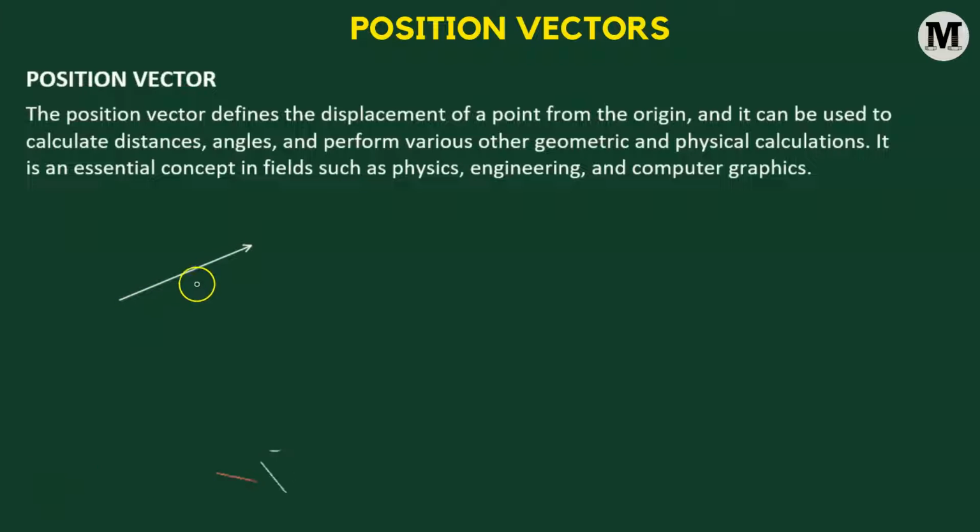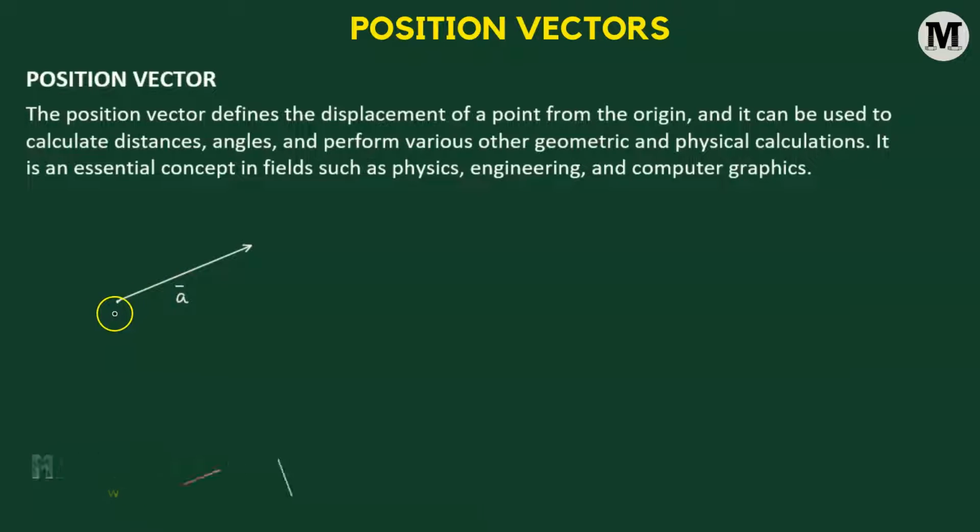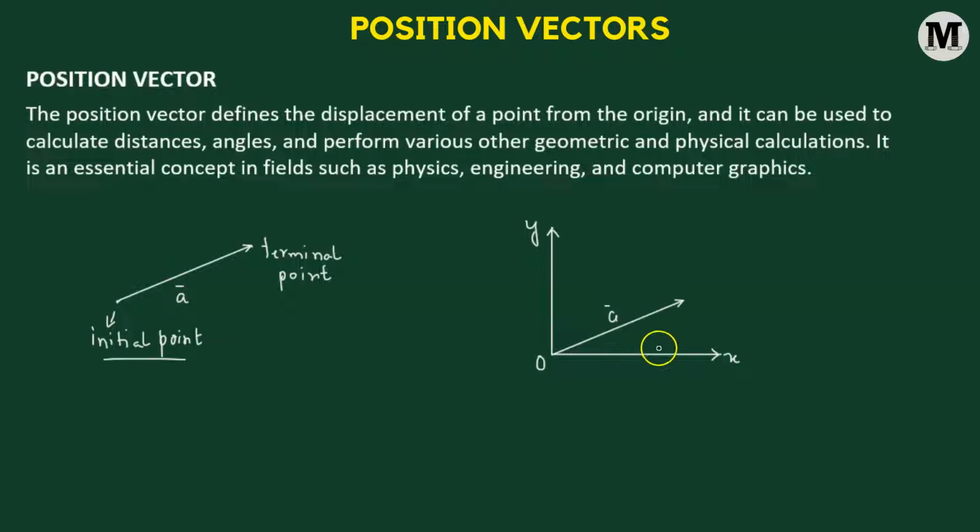So if I consider an arbitrary vector, let's call it the vector A, it has an initial point and a terminal point. Now, if we consider the initial point to be coinciding with the center of a coordinate axis, or the origin, then this vector A is going to be referred to as the position vector. So here, if we consider the x and y coordinate axis with the origin O, we see that the initial point of vector A is coinciding with the origin. In this particular case, this is going to be referred to as the position vector A.